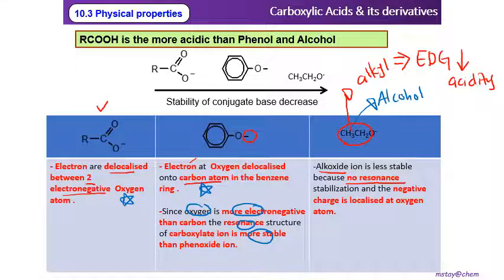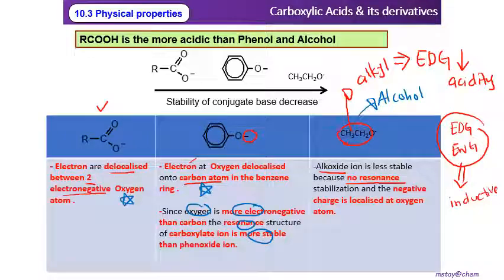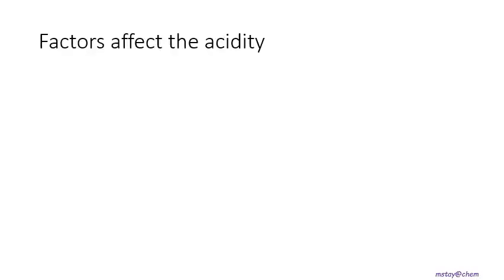However, here we will discuss the electron donating group (EDG) and electron withdrawing group (EWG) in the next slide. Both EDG and EWG, their effect we generally know as the inductive effect. There is another factor that we can consider when explaining the acidity between molecules. In this slide, we will do a summary about how the factors can affect the acidity.